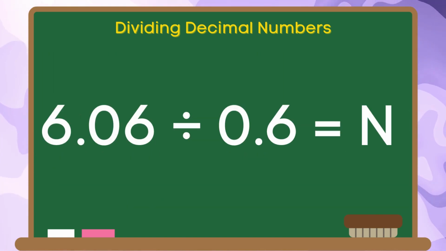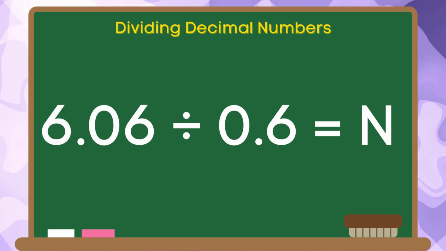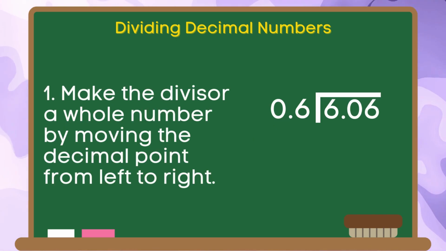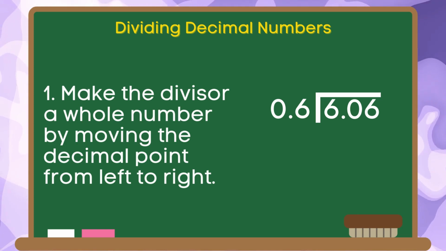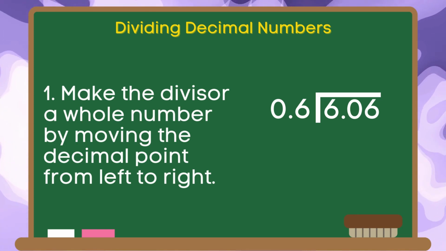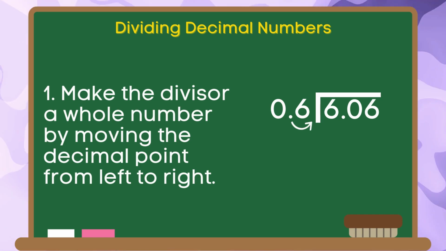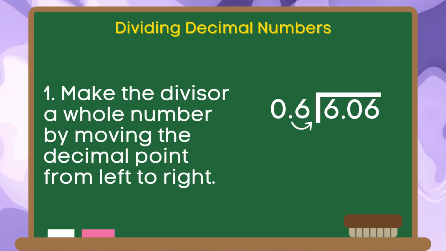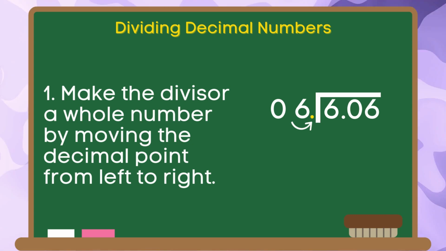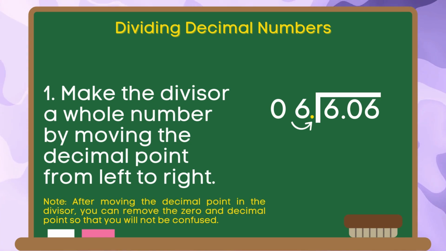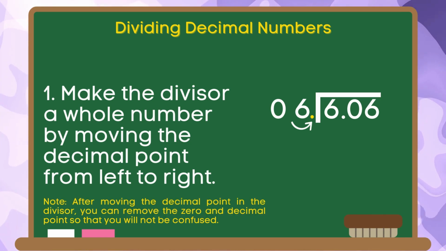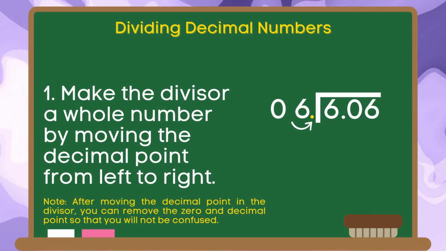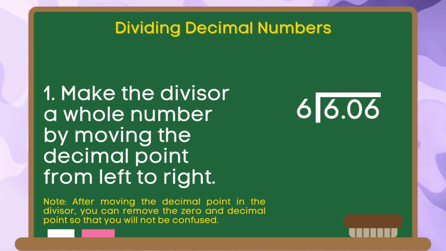Let us have an example. 6 and 600ths divided by 6/10. Let us do step 1. Make the divisor a whole number by moving the decimal point from left to right. Since we have one decimal place, we are going to move one decimal point to our divisor. Take note, after moving the decimal point in the divisor, you can remove the 0 and the decimal point so that you will not be confused.